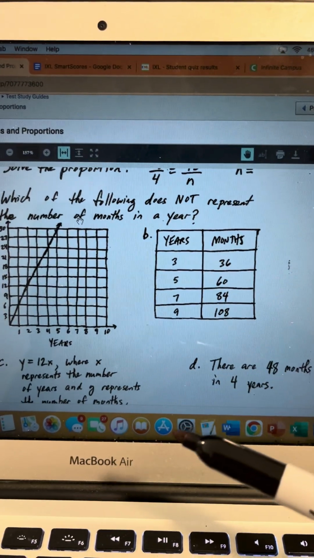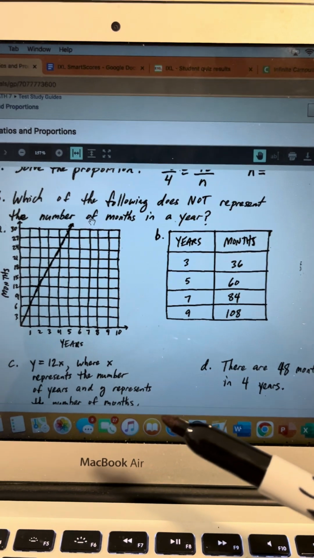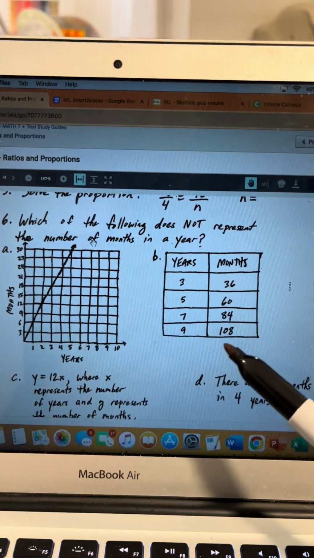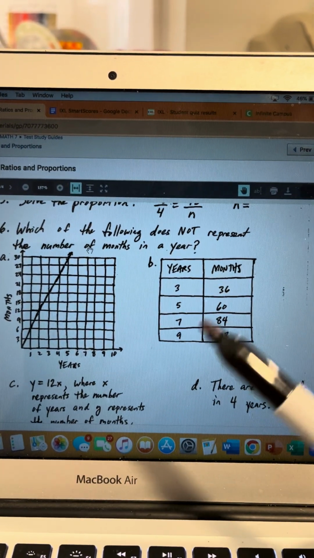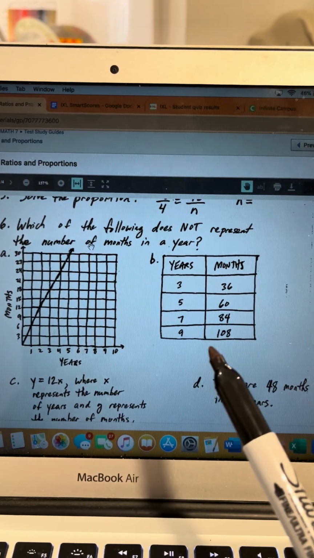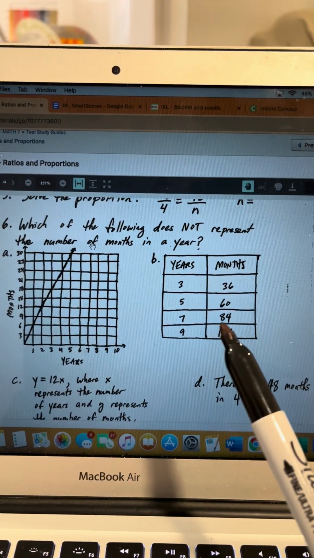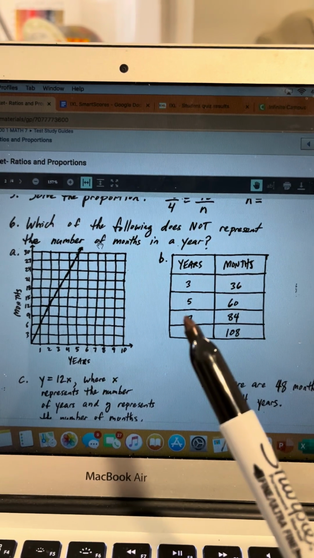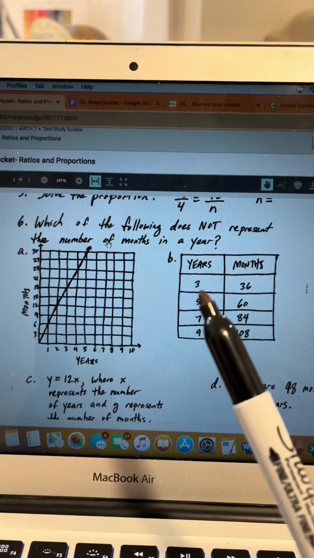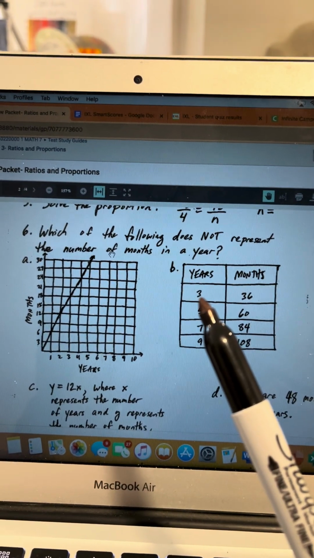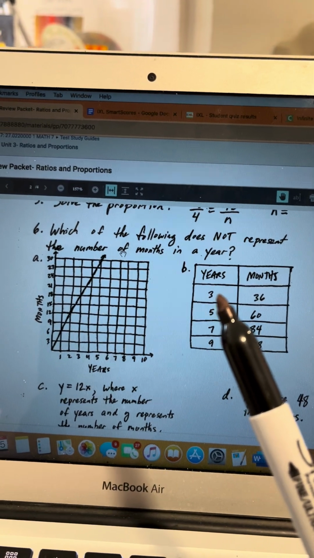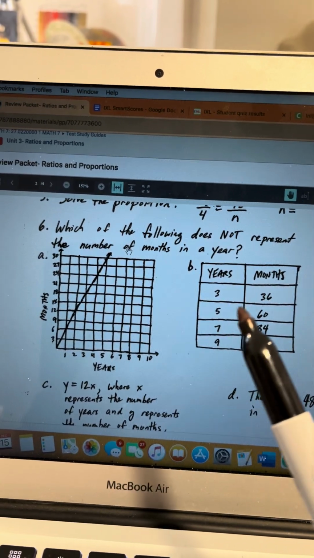How about right here? Does this table show us a correct relationship between months and years? Well, let's see what our constant is right here. Well, 108 divided by 9 is 12. 84 divided by 7 is 12. 60 divided by 5 is 12. 36 divided by 3 is 12. Again, that's correct. There are 12 months in a year. So for 3 years, you'll have 36. 3 times 12 is 36.